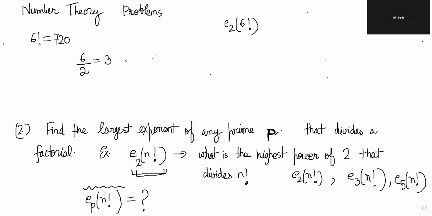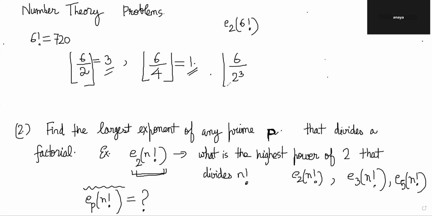If you do 6 by 4 and you take the floor function, you get a 1. Also you should do a floor function here. So you get 3 from here, 4 from here. There is no way to do 6 by 2 cube. Floor function is 0. So the power is 4. This was obvious even by looking at the numbers, because there is 1 power here, 2 powers here, and then 1 power here.